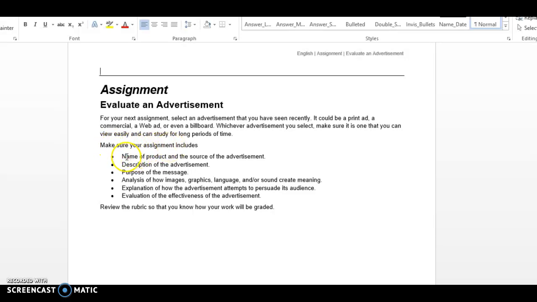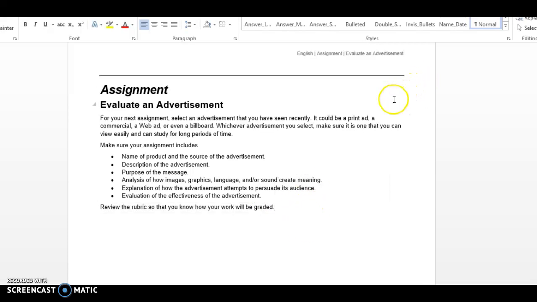Make sure your assignment and your paragraph include the name of your product and where you found the ad, the source. Describe the ad, give us the purpose, and analyze its images, its text, the language that they use, or even the sound of it. Give us an explanation of their advertising techniques, and let us know if you think it's effective or not for that type of advertisement. And make sure you definitely use your rubric and check your work based on the rubric.